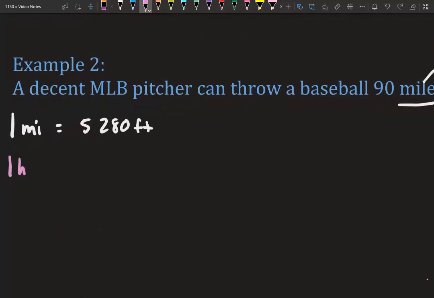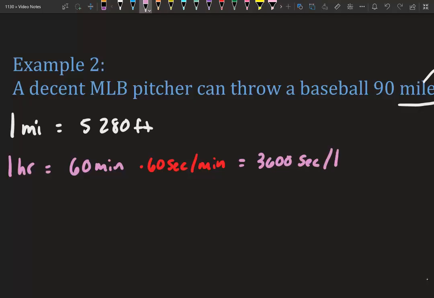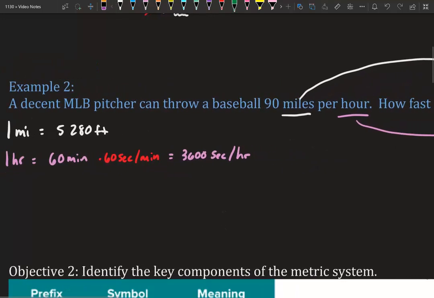So 1 hour is 60 minutes. There are 60 seconds per minute. So 60 times 60, we get 3,600 seconds per hour. So there's 3,600 seconds in an hour. Alright, so now we know that someone can throw a fastball 90 miles per hour.